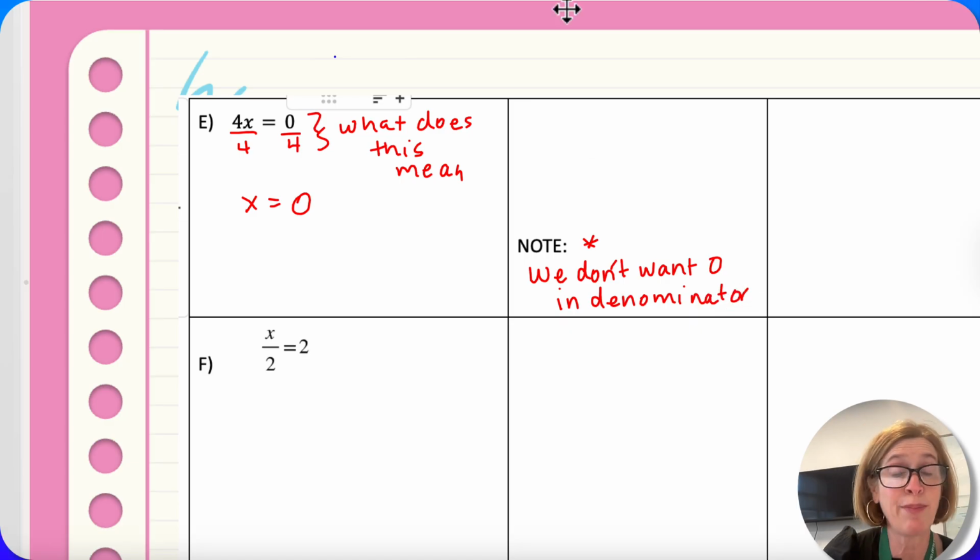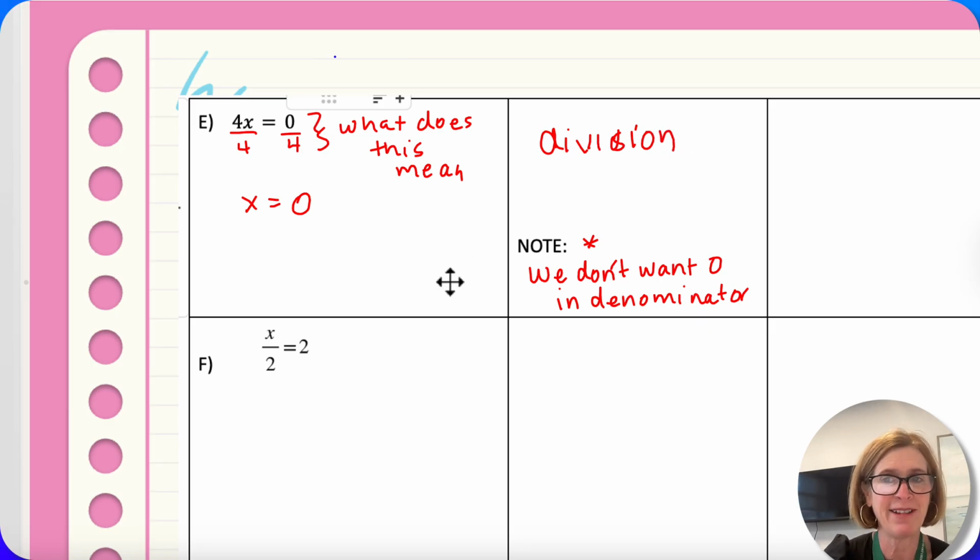So what was the inverse operation? We divided by, it was division. So in this case, we divided by 4. All right, another tricky one.